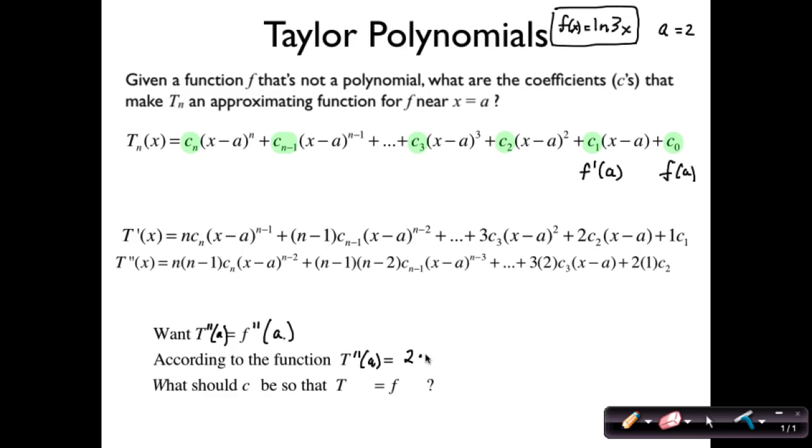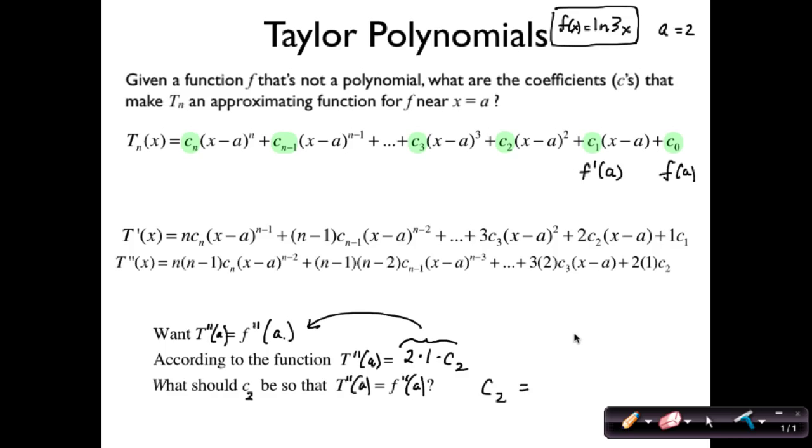2 times 1 times C2. So, therefore, we need that to be the second derivative at a, which makes, so what should C2 be, so that the second derivative at a is the second derivative of our function? What should C2 be then? Second derivative of the function? Is that it? Over 2.